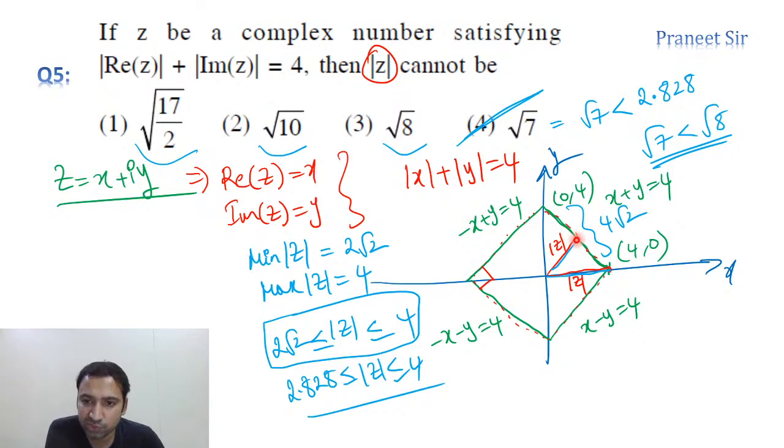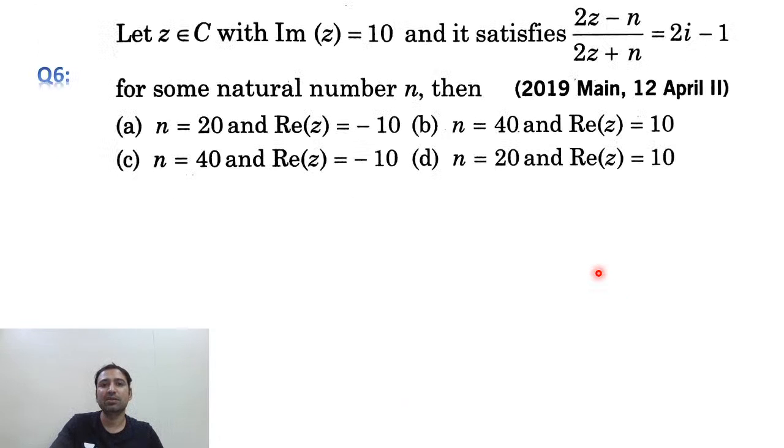How can we calculate 2 root 2 as the minimum? This length is minimum. This length is minimum. So this is half of the side only. Half of the side is how much? The side we calculated as 4 root 2. So half of the side is 2 root 2. Maximum is this length, half of the diagonal. Correct? Chalo, let's move to the next one.